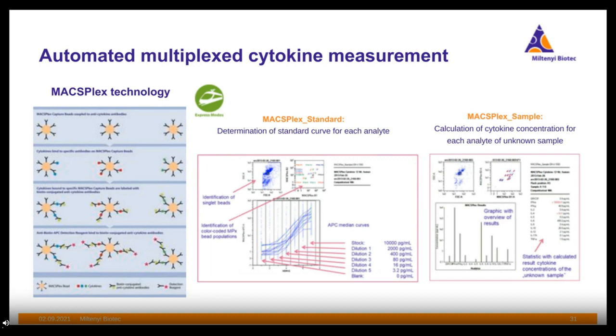This allows you to generate a very nice automated assay analysis, which can be, of course, complicated when one needs to do all this gating manually. The middle plot here shows how this analysis tool helps to generate a standard curve for the different cytokines in the assay, and the last plot on the right-hand side shows exemplary data that is generated with the express mode to calculate the cytokine concentration of each analyte of the unknown sample.